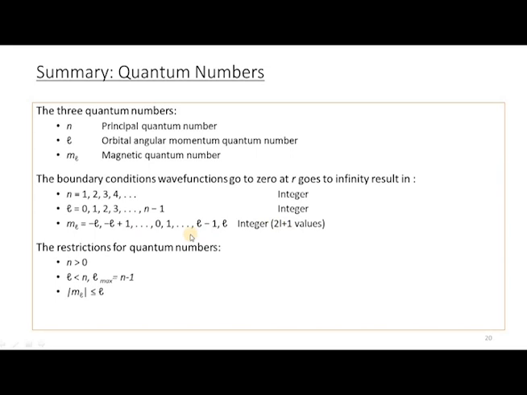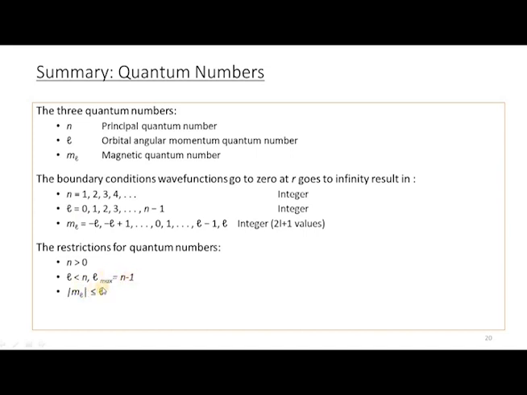And what are the restrictions that are imposed on quantum numbers? N can never have a value 0 and will always be greater than 0. And the value of L is always less than N. Right, L is always less than N, and the maximum value of L is N minus 1.